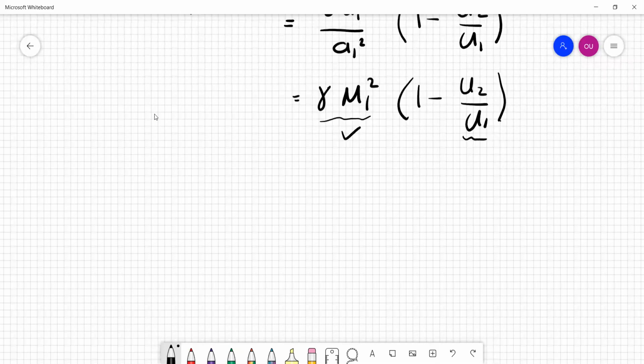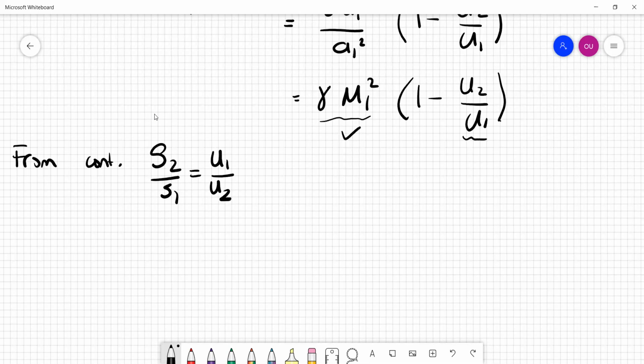Actually, I do know that, because from continuity, I know that rho 2 over rho 1 is equal to U1 over U2. So instead of U2 over U1, I can write rho 1 over rho 2 in this term. Why is it important that I can write that? Well, I know this is a function of Mach number, which I already got a few minutes ago.